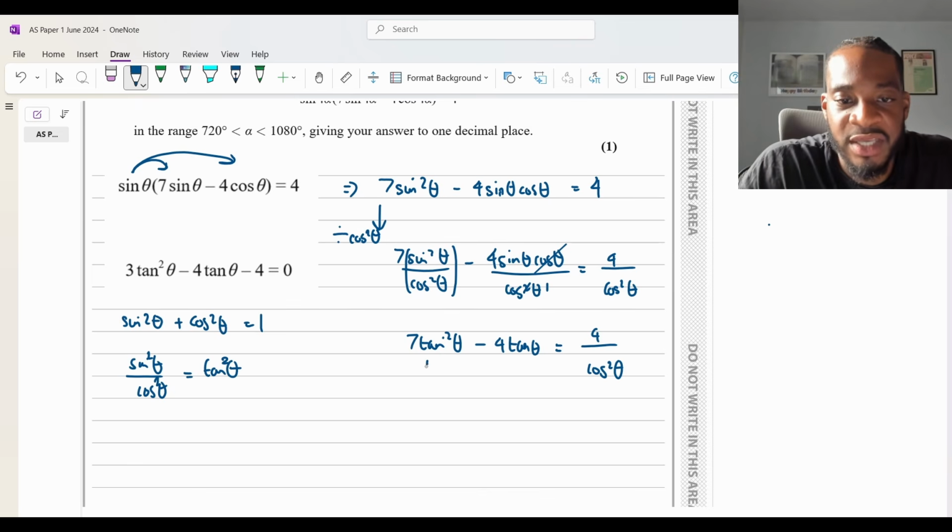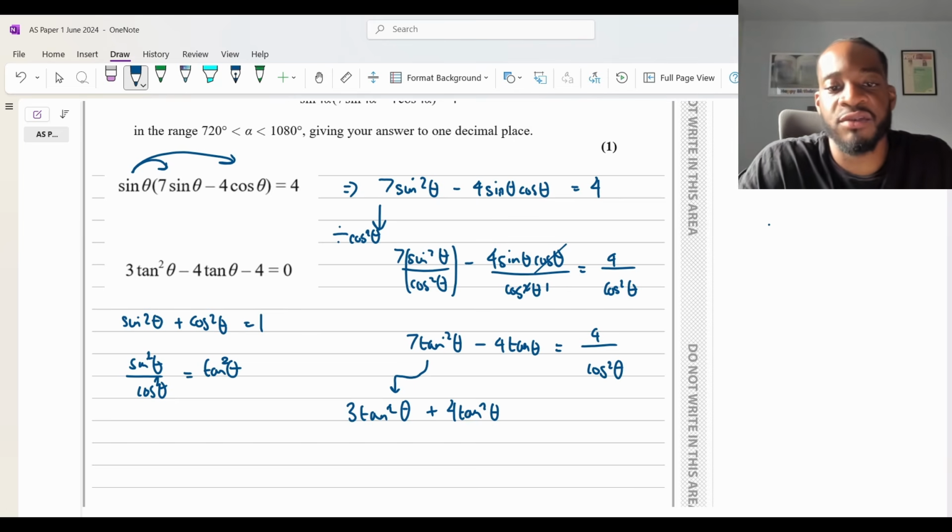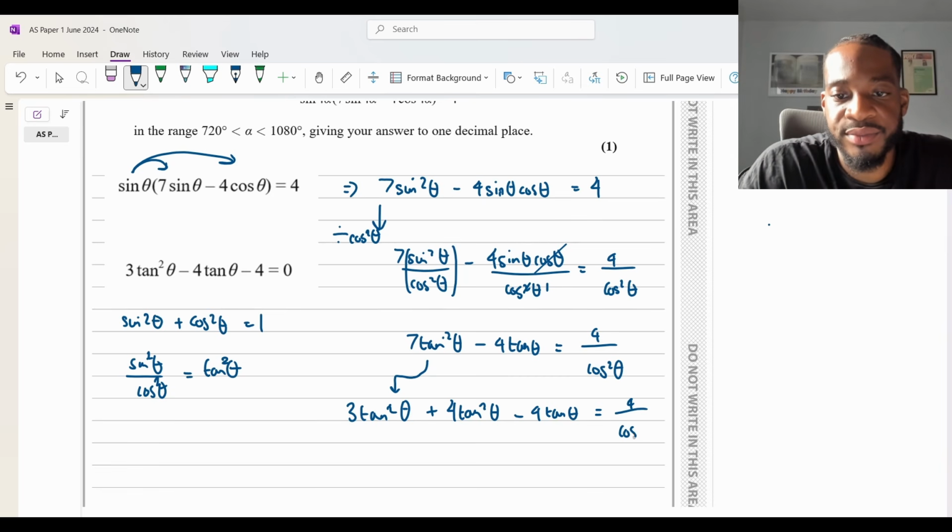So what I'm going to do is I'm actually going to rewrite this as 3 tan squared theta plus 4 tan squared theta, right? I can do that for sure. I'm just splitting this 7 into 3 and 4. Minus 4 tan theta is equal to 4 over cos squared.